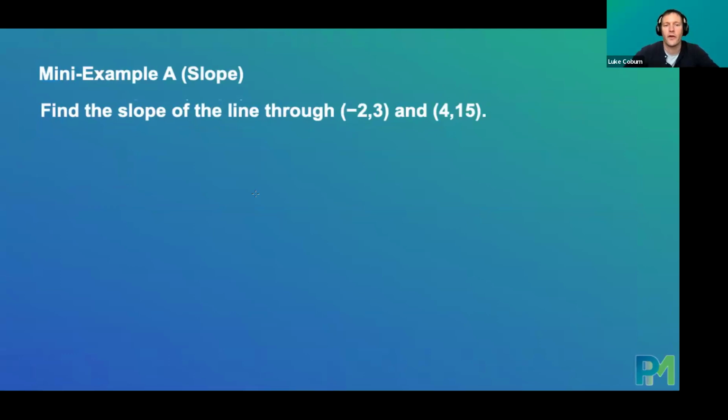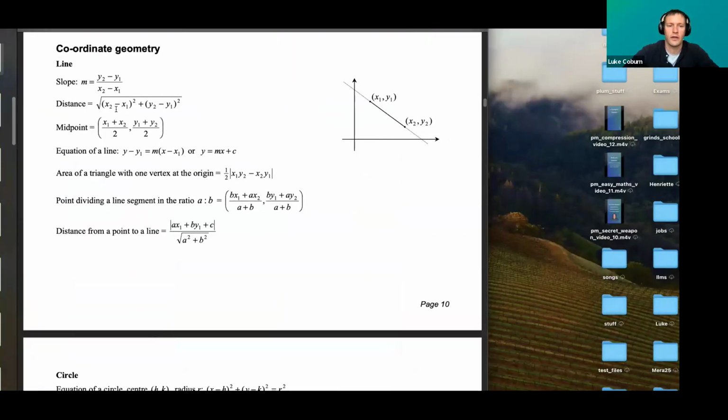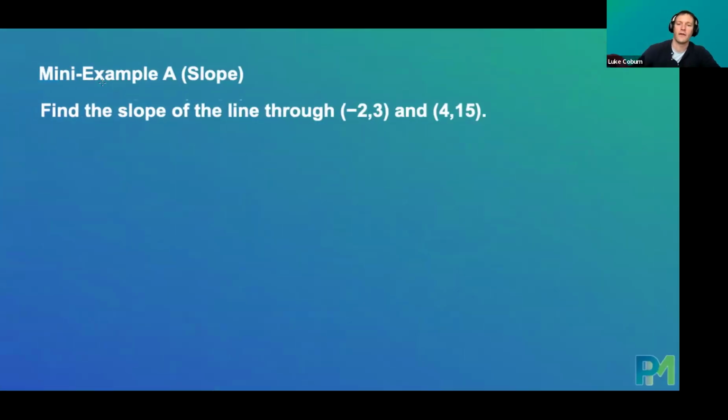First of all, we want to find the slope of the line through the points (-2, 3) and (4, 15). As we do these questions, we do them in a couple of stages. The first thing is to diagnose what kind of question this is and what tools we need to solve it. We're being asked about the slope of a line given two points. So we go over here and find our formula: m is equal to y2 minus y1 over x2 minus x1.